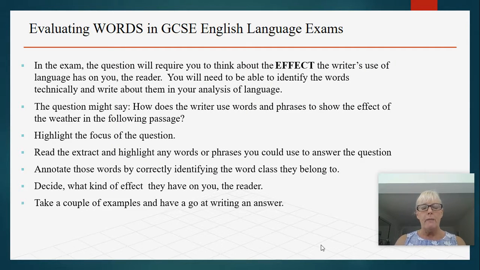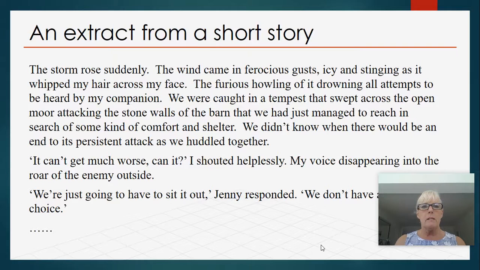Right, so have a look at a couple of examples and have a go at writing an answer. I'm now going to read you an extract from a little short story that I wrote and see what you think. So you should have your highlighter pen in your hand so that you can highlight some of those nouns, adjectives, verbs, and adverbs.